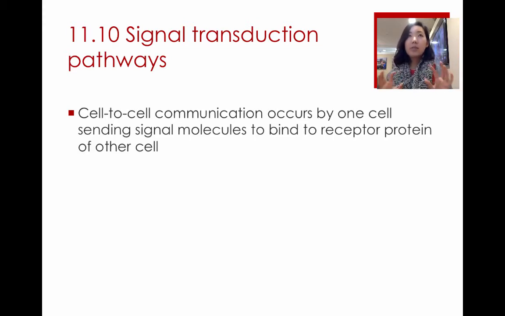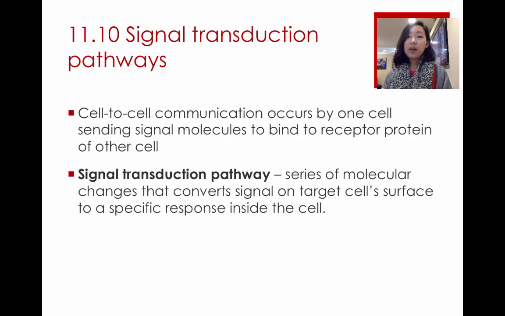So cells need to be able to give each other messages, just in the same way that sometimes you need to tell a friend something. And so the way that cells communicate with each other is through sending chemical signals. One cell will send a signal molecule to the other cell, and that signal molecule will attach to the receptor protein of that other cell, and it will start a signal transduction. A signal transduction pathway is a series of molecular changes that converts an original signal on the target cell surface, and it leads to a specific response in that cell.